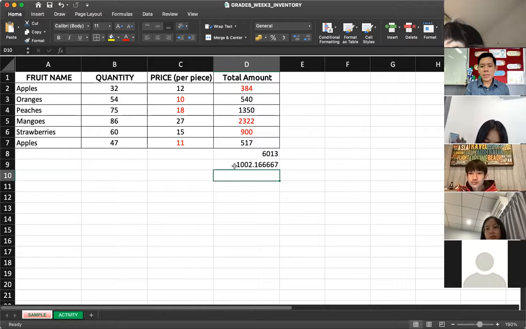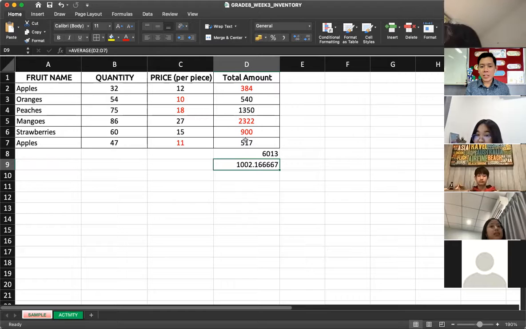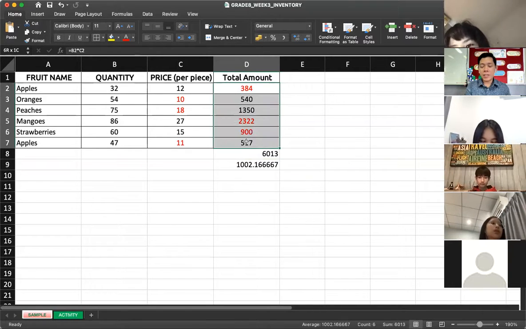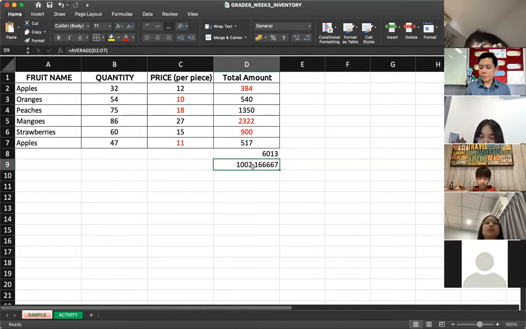Okay, so this one is 1002.166667. Okay, so this is the average. In short, for the average here, it added the 6 values here divided by 6. So this one is the answer. Okay? Understand?